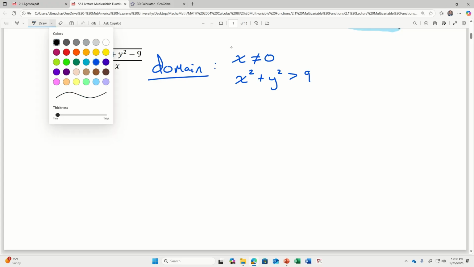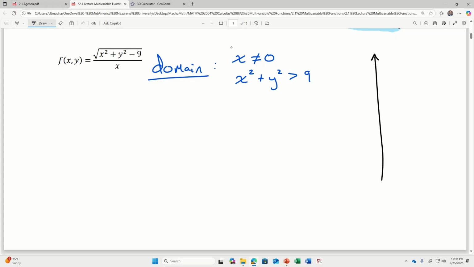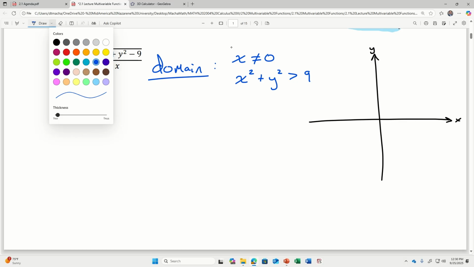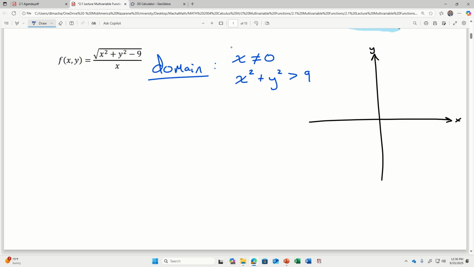So let me draw a picture of what this would look like in my domain. X cannot be 0, so my y-axis is not included in my domain. What does it look like to say that x squared plus y squared is greater than 9? Is it supposed to be strictly greater than 9? Greater than or equal, yeah, I guess we could say greater than or equal to, because it's okay if I take the square root of 0. 0 is still a real number, so that's perfectly fine.